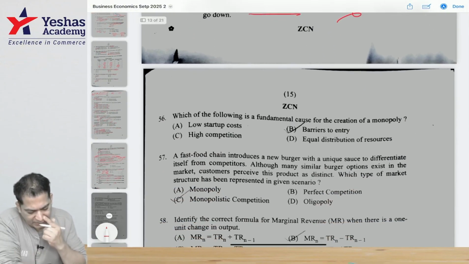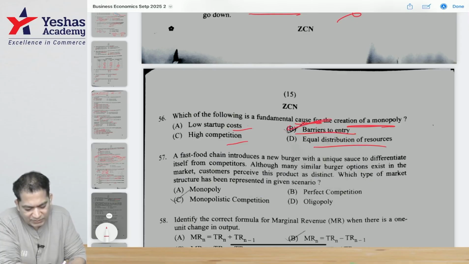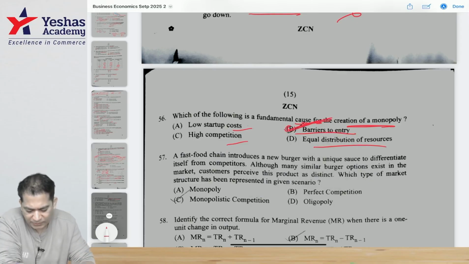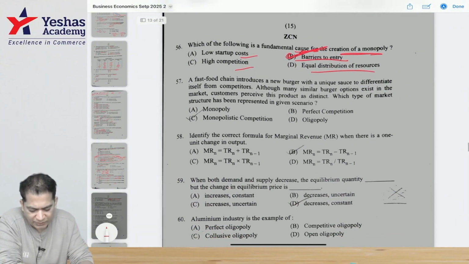Which of the following is the fundamental cause of creation of monopoly? Low startup cost, high competition, equal distribution, or barriers to entry. That is the way you can create a monopoly, by stopping or blocking the entry of any new firms.